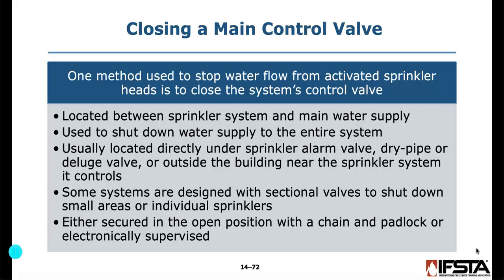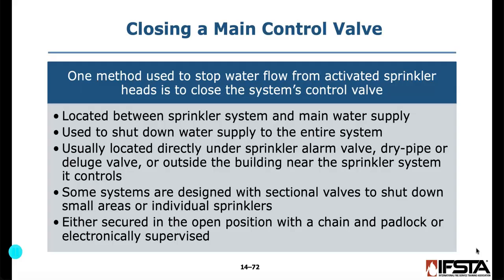So let's say you have a 10-story high-rise and you have a fire on the 8th floor, and on that 8th floor you have a sprinkler going, and you can shut that water down to the 8th floor while all the other floors remain intact. That's what you'll want to do. All right. This is usually located directly under the sprinkler alarm valve, a dry pipe or deluge valve, or outside of the building near the sprinkler system that it controls.